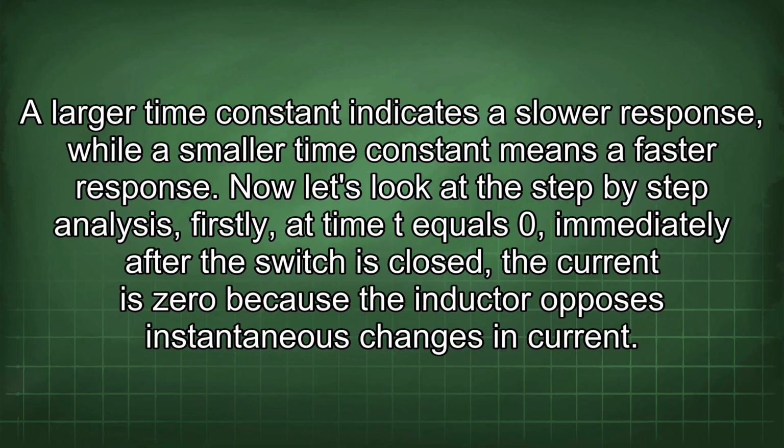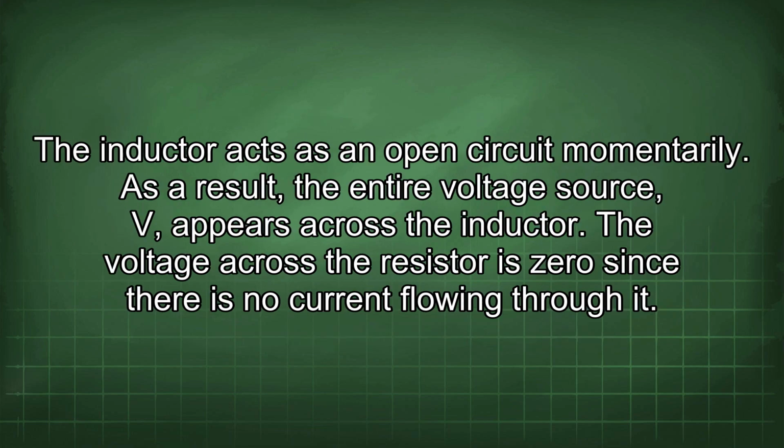Firstly, at time t equals 0, immediately after the switch is closed, the current is 0 because the inductor opposes instantaneous changes in current. The inductor acts as an open circuit momentarily. As a result, the entire voltage source V appears across the inductor. The voltage across the resistor is 0 since there is no current flowing through it.